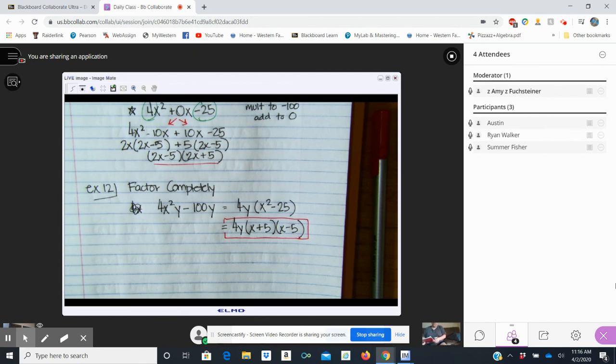That was my last sheet of paper in my notebook, so it's done now. Well, we're done with 6-4, which means we're done for the week.